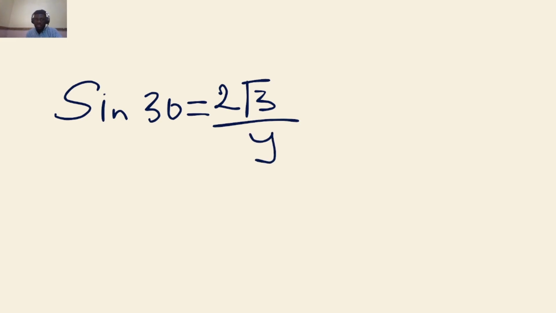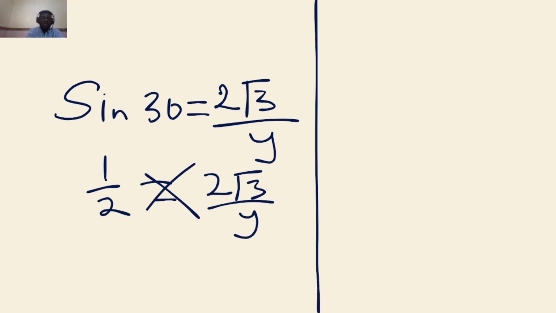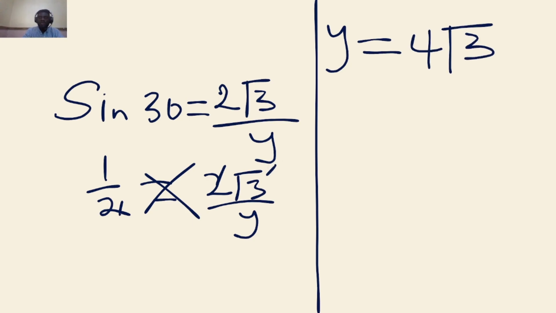Now, checking back on that table I gave you, sine 30 is 1 over 2, equal to 2 root 3 over y. So you cross multiply. When you cross multiply, y will be equal to 2 times 2, which is 4, and then your root 3 will just come down here. If it is difficult for you, you can just use decimals. Use your calculator and put down the value it gives you. I remember I taught you how to use a calculator in our third lesson. So this is how to solve the first question.